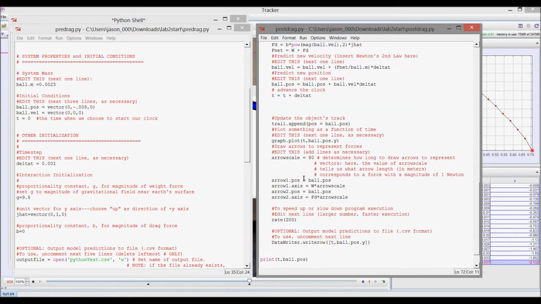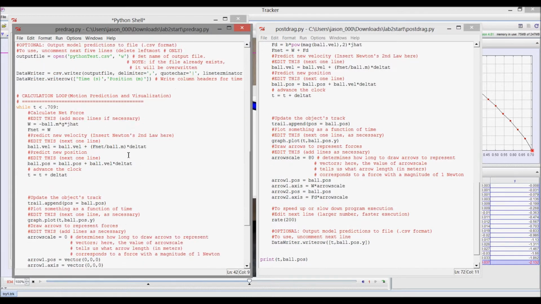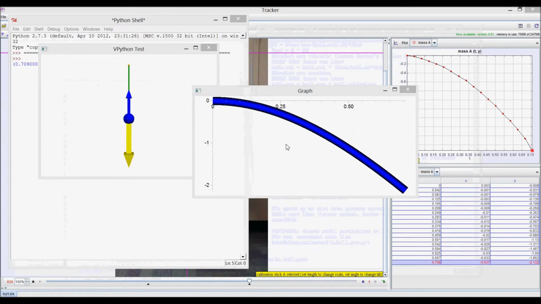By using arrow scale, we can create arrows representing gravity and drag force. The difference between these two models is that in one of them, the one on the left, there is no drag force, and Fnet is simply equal to the weight force. When we run the model with drag force, we can see that we obtain a graph very similar to the graph that we have in Tracker. Also, this blue arrow represents the drag force, and the yellow arrow represents gravity. As time goes on, the drag force increases, while the force of gravity remains constant.